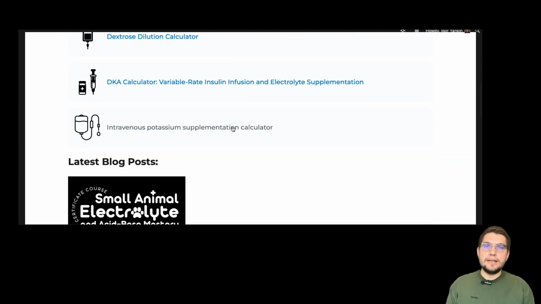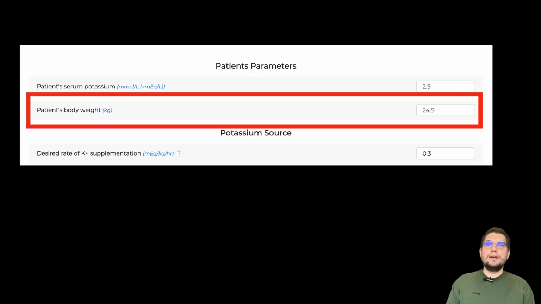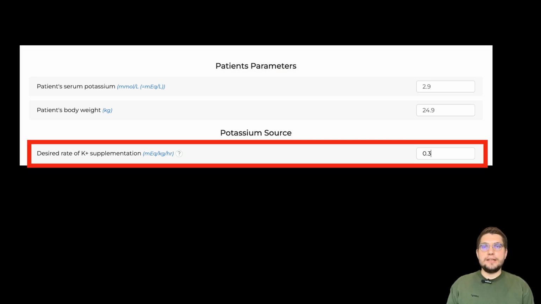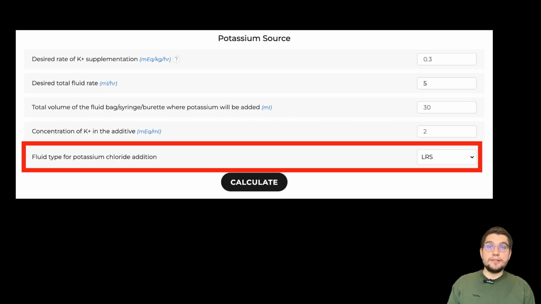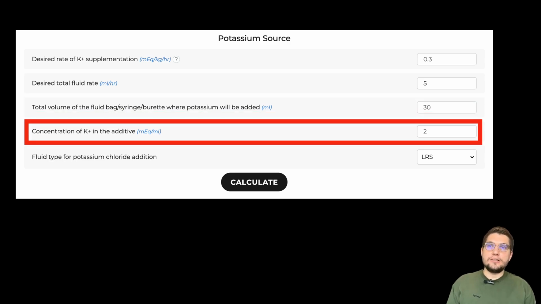You go to vetmcreat.com and click on the said calculator. You enter the patient's weight, 24.9 kilograms, serum potassium level, 2.9 millimoles per liter, and the desired potassium supplementation rate, 0.3 mEq per kg per hour. You input the fluid type, LRS, fluid rate, 5 mL per hour, and total volume of the syringe, which is 30 mL. You select the KCl concentration, 2 mEq per mL, and click Calculate, and here are the results.